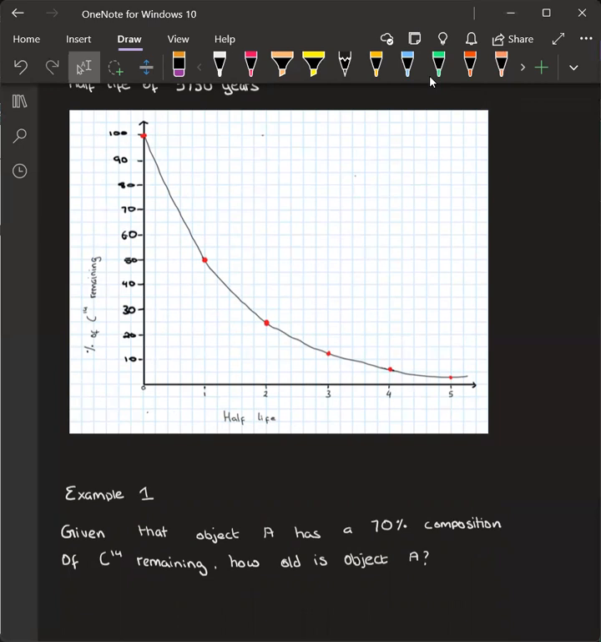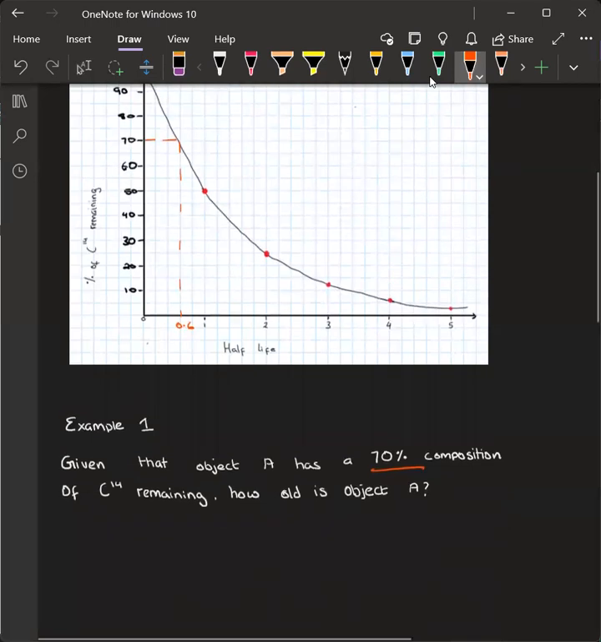In order to solve this problem, we know that there is 70% of carbon-14 remaining. So as we take a look at the y-axis, we can see that that is percentage of carbon-14. So we identify 70 on the y-axis and we interpolate on the half-life curve. As we go down to the x-axis, this gives us a value of 0.6 as the number of half-lives.